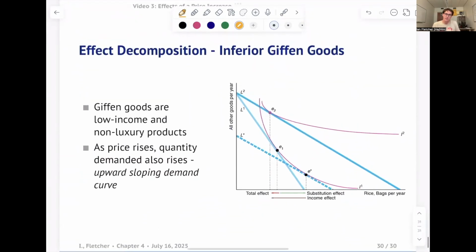And the last thing that we have is this thing called an inferior Giffen good. So a Giffen good is a low-income, non-luxury product, but as price rises, quantity demanded also rises. So we have an upward sloping demand curve. We're not really going to get much into that, but if you need to know that, notice that the substitution effect causes you to pivot one way, but the income effect causes you to pivot the other way. And so your total effect is going to be a lot smaller, because you have two effects pulling in opposite directions. So it's just a question of which one's going to win when we have something like that.